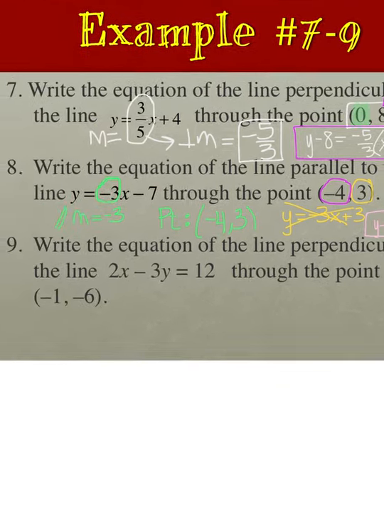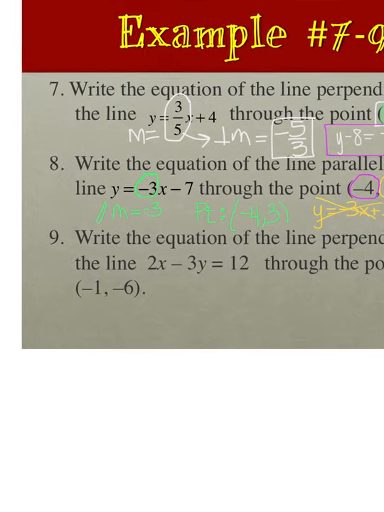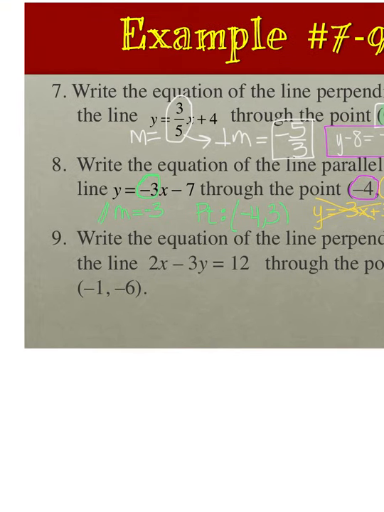All right, this last one. Write the equation of a line perpendicular to this line, 2x minus 3y equals 12, through the point (-1, -6). Okay, so we have one thing that we need: our point. The point that our line goes through is this one. But now we need the slope. So we have to find the slope of this line and then take the opposite reciprocal, and that is going to be the slope of our line.